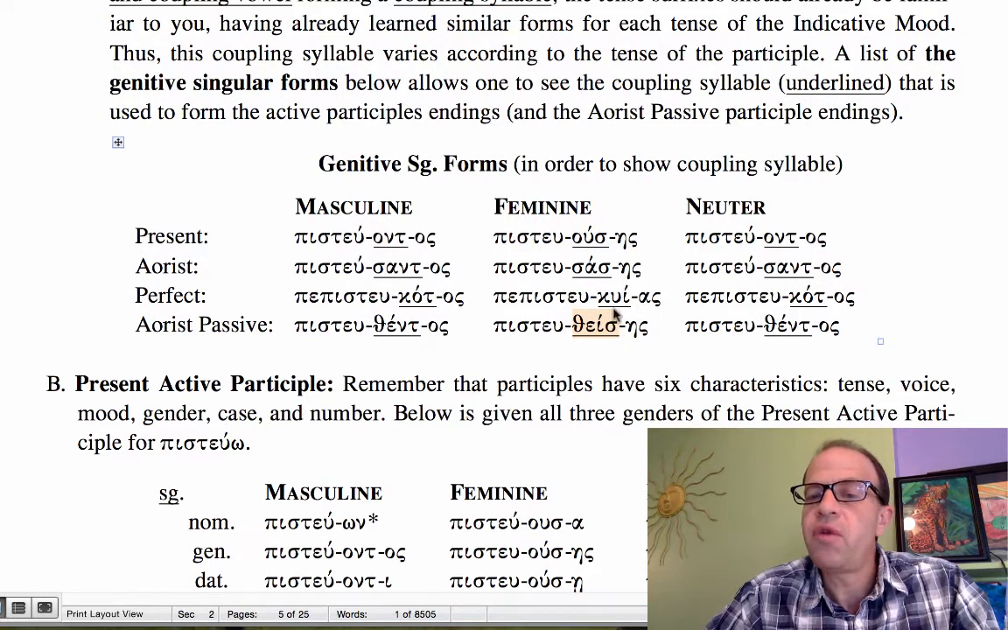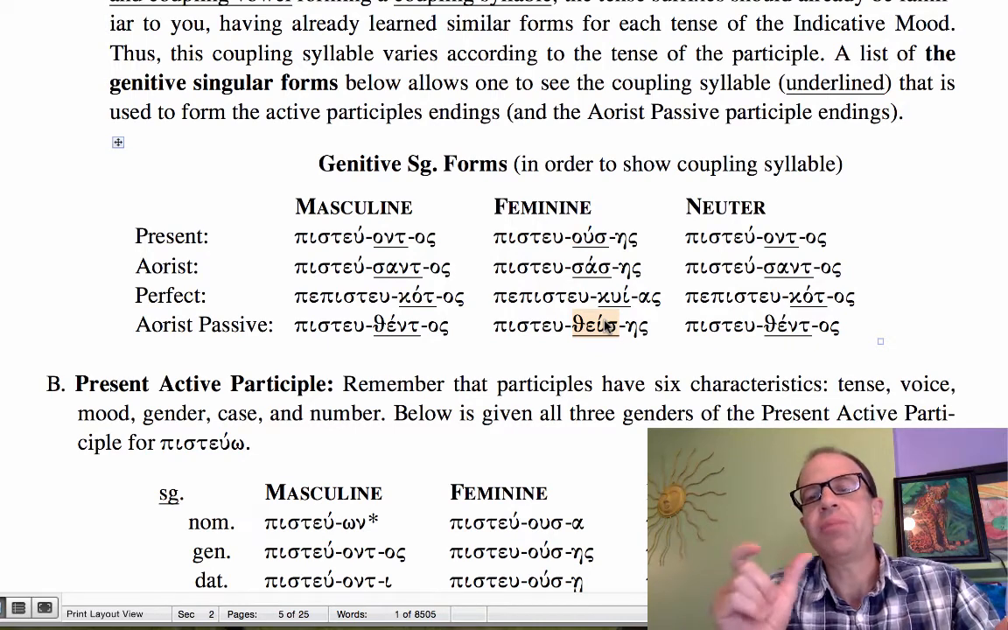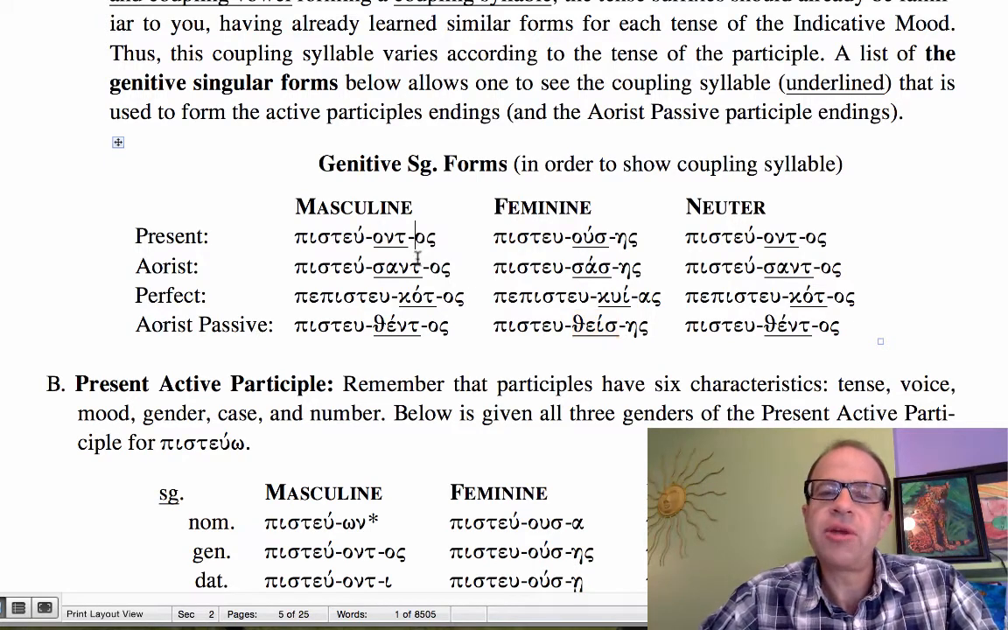So the feminine forms of the participle are identical except for that coupling syllable, which will vary depending on the tense. Now something similar happens with the masculine and the neuter participles. Rather than an omicron, ont, the coupling syllable becomes for the aorist active sant. The sigma alpha appears once again.